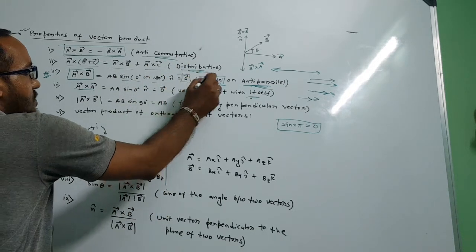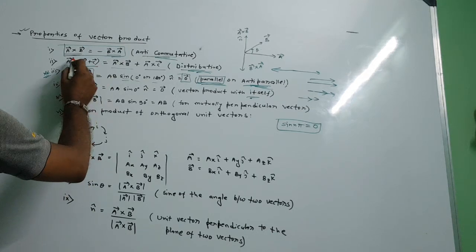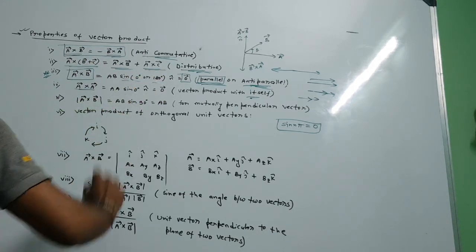Now we can apply the distributive property in the cross product also, the vector product. A cross (B plus C) is A cross B plus A cross C.